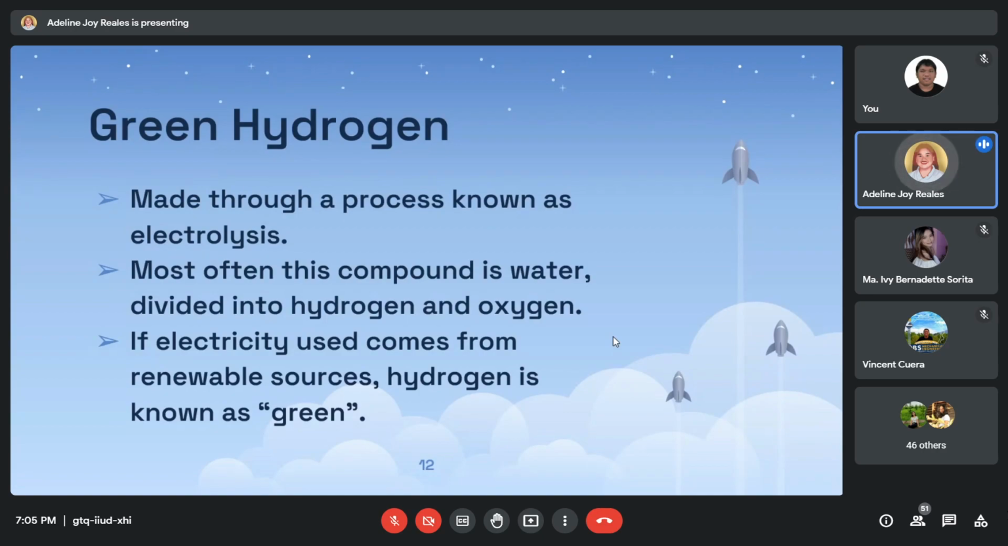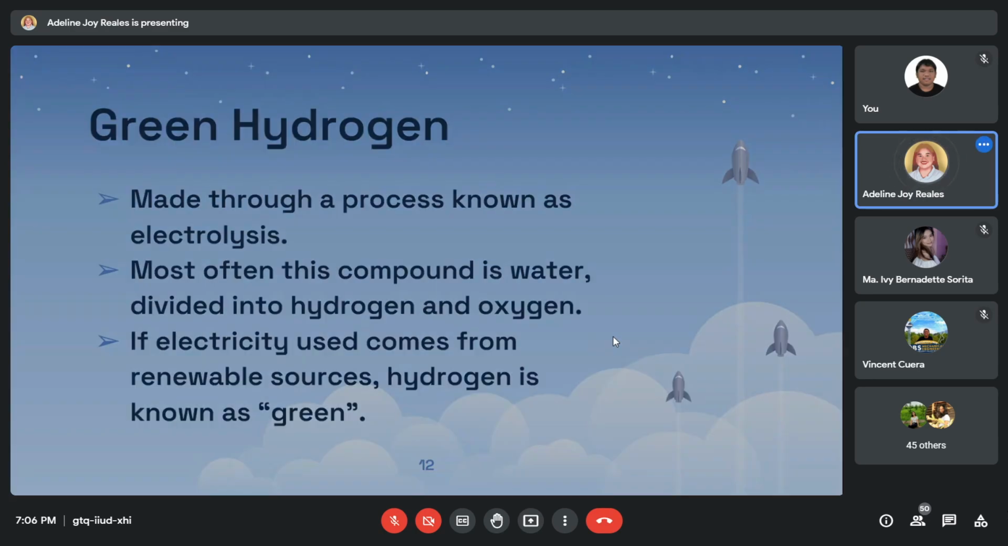If you have forgotten the meaning of electrolysis, it is a process where an electrolyzer splits a compound into its constituent elements using an electric current. Most often, this compound is water, divided into hydrogen and oxygen. If electricity used comes from renewable sources, the hydrogen produced is known as green hydrogen.